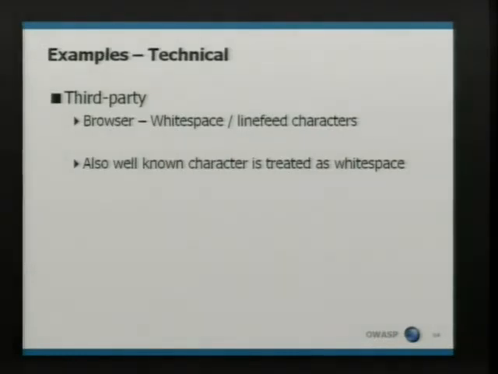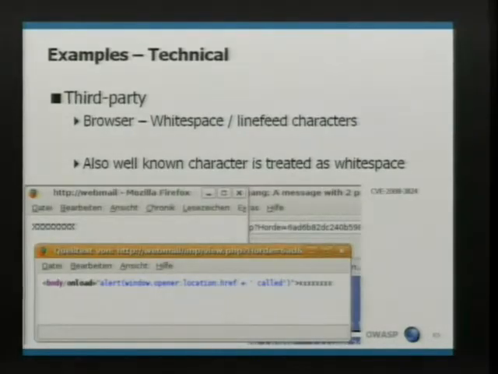So, third party: we talked about white spaces and line feeds, but now also a well-known character is treated as white space by the browser engine. I have here an example of that. This was, I think, 2 or 3 weeks ago, released in cooperation with the OSA team. We published this advisory. So the forward slash here is treated by Firefox and Internet Explorer as a white space.